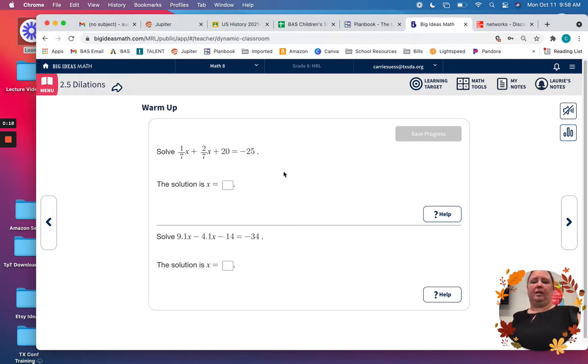Okay, what are we doing here, guys? I'm confused. We are finding the solution for x. We're solving for x. So the first thing you need to do is what? Combine like terms. So do these have the same denominator? Yes. Okay, hold on.